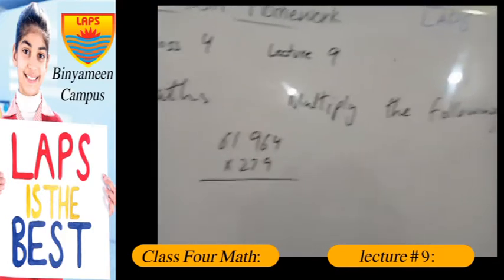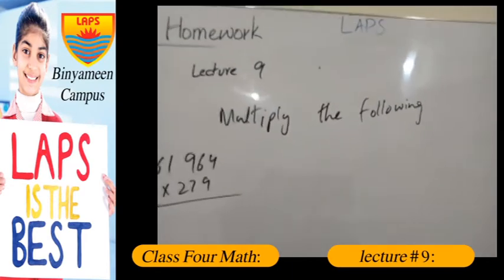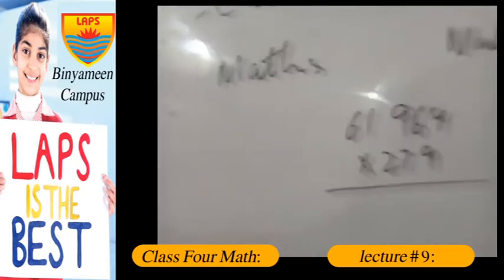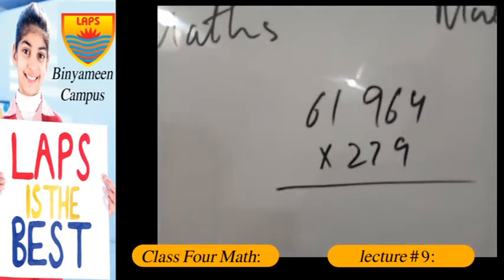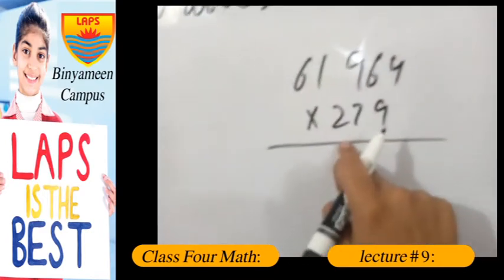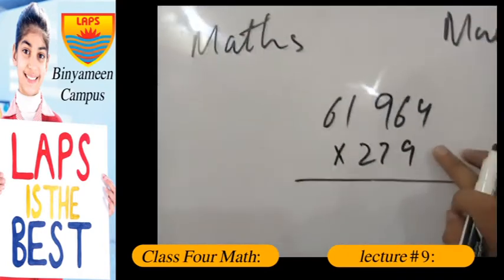If you go to page number 14, exercise 1C, questions number 4 and 5 are the questions in which we have to multiply. The first problem written here is 61,964. We have to multiply this amount with 279. So the first one here is 9.